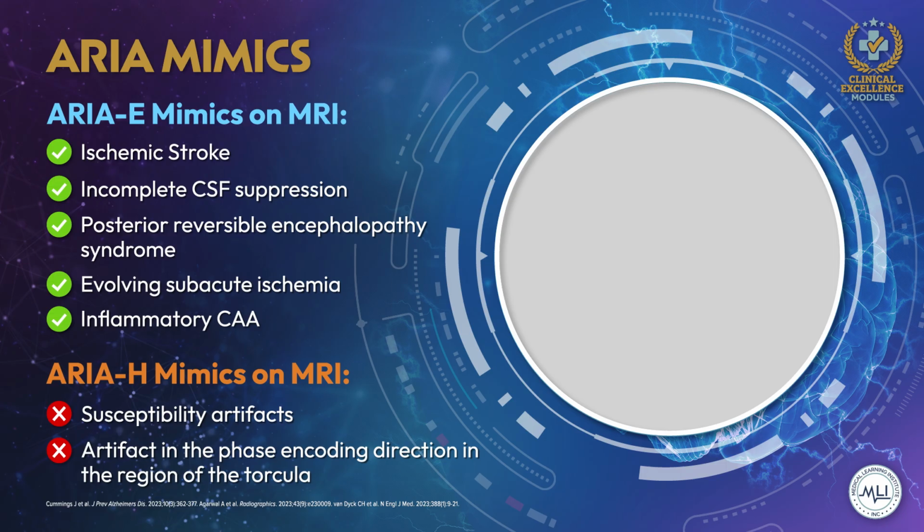ARIA-H mimics should be carefully evaluated. Susceptibility artifacts appear as hypointensity, occurring near regions of expected magnetic susceptibility. In addition, artifacts in phase-encoding direction, particularly in the region of the trochlear, may mimic cortical siderosis or microhemorrhages.